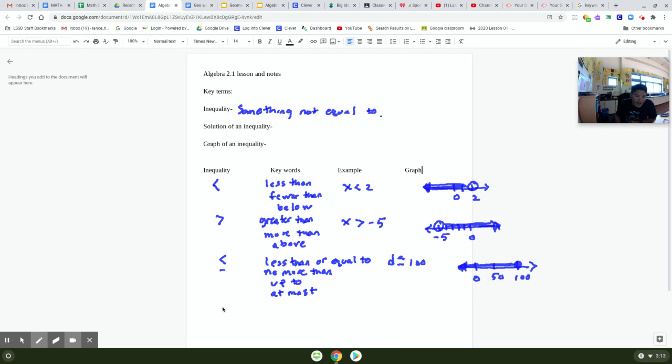And then the opposite of that is greater than or equal to. So the opposite of no more than, since greater than or equal to is the opposite of less than or equal to, is no less than, or you could also say no fewer than. I'm just going to write no less than. Instead of up to or at most, you could also say at least.